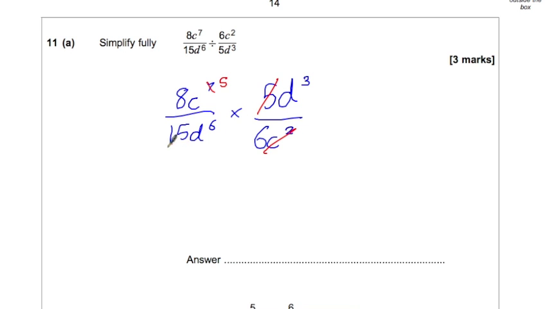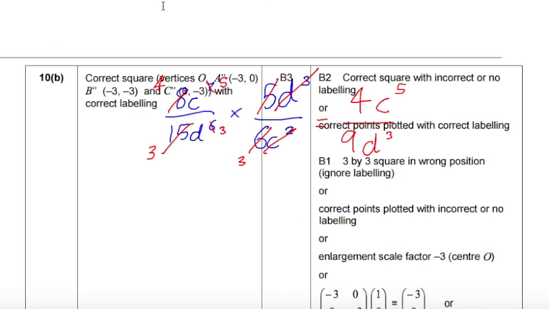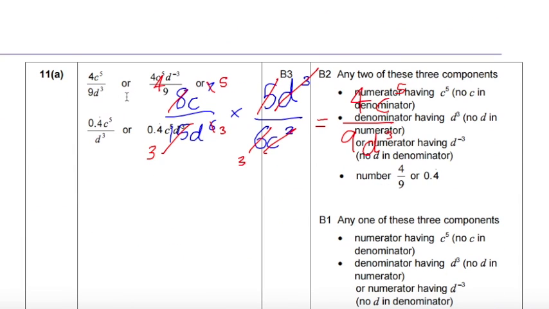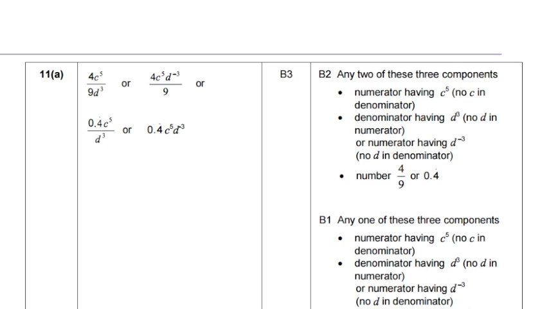We can cancel down this 5 and this 15 to a 1 and a 3. The 8 and the 6 we can cancel down as well to a 4 and a 3, so we're dividing by 2. And the d's, we can cancel these d cubes completely, and that 6 is going to become a 3. So that's really messy at the moment, so let's tidy it up. So we've got 4c to the 5 on top over 3d cubed times 3, which is 9d cubed. I don't think we can simplify it any further than that. And that's what they want in the mark scheme. So 3 marks for any of those.